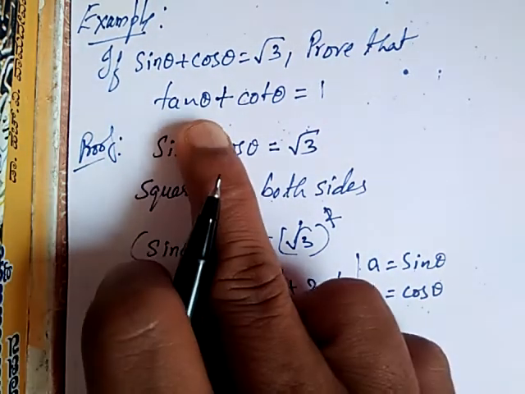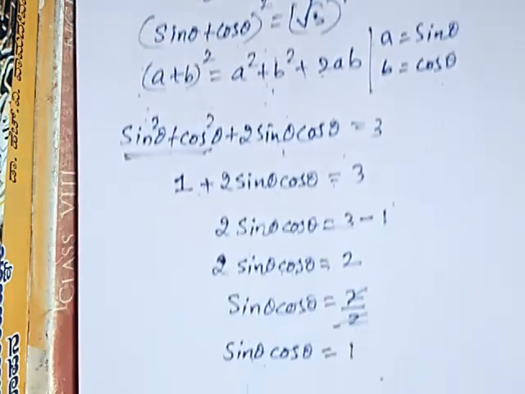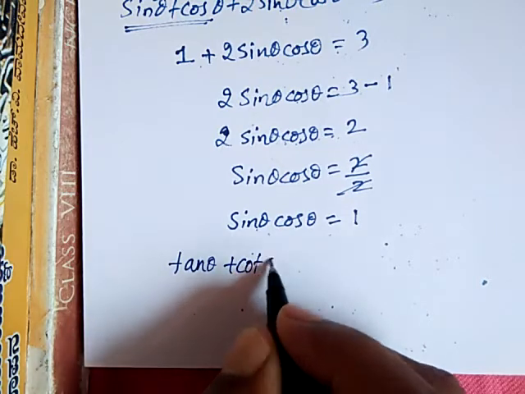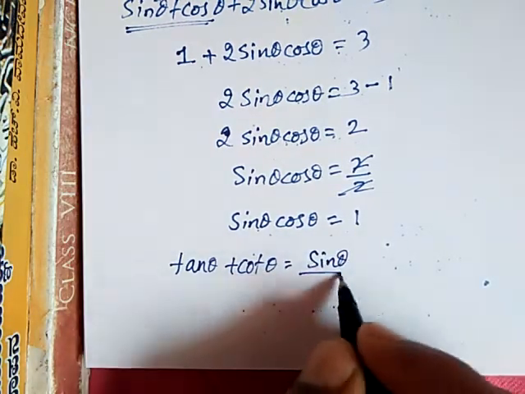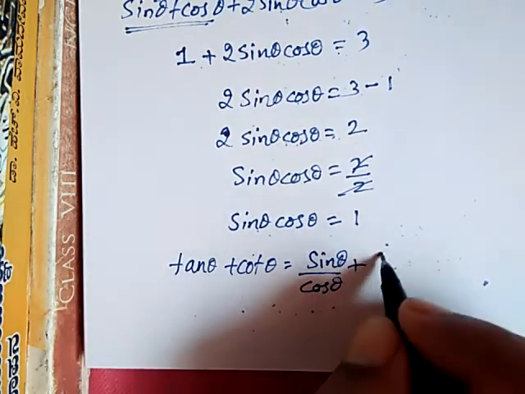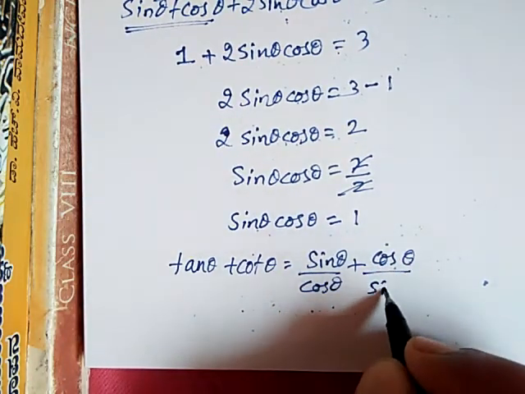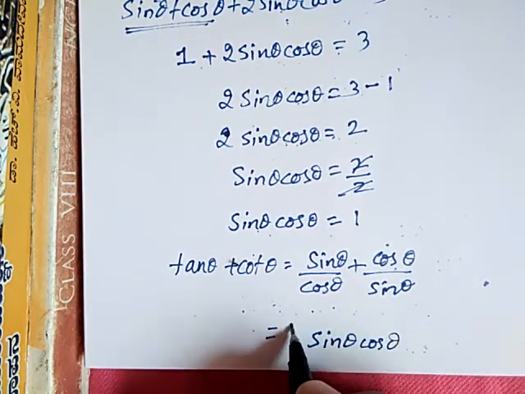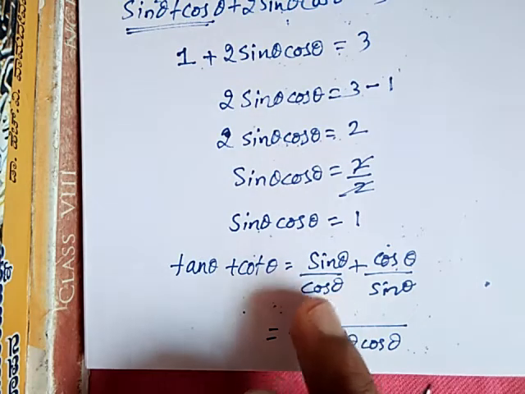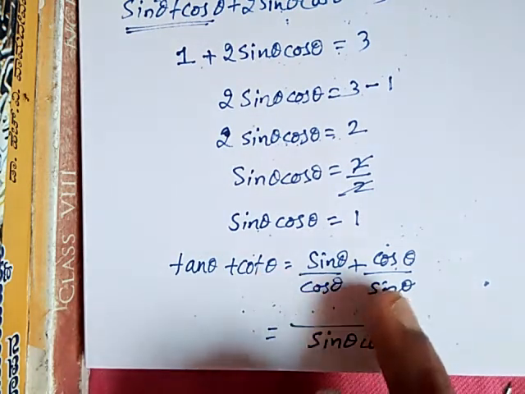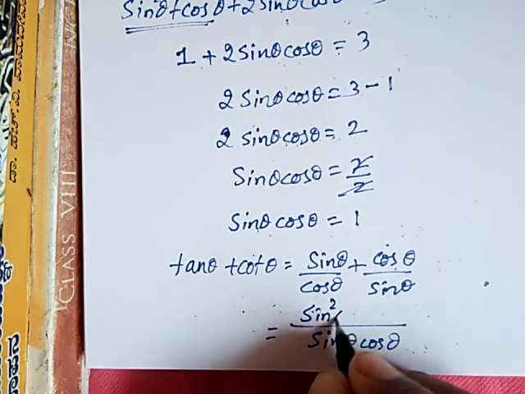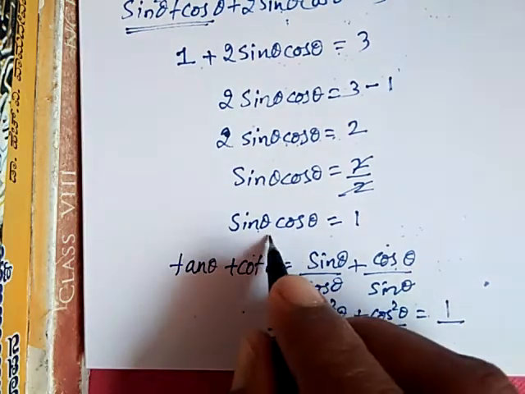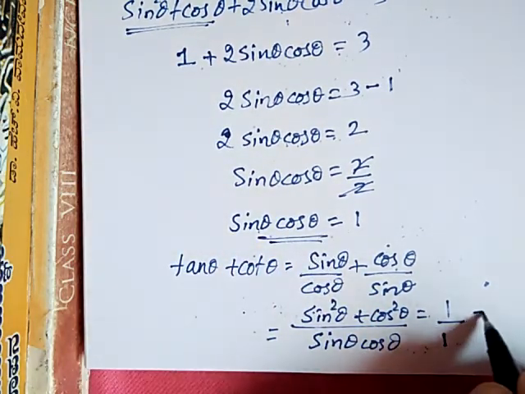Now take tan theta plus cot theta. We need to prove that tan theta plus cot theta is equal to 1. So tan theta plus cot theta is equal to tan theta, which is sin theta by cos theta, plus cot theta, which is cos theta by sin theta. Take the LCM here, sin theta cos theta. In the numerator, multiplying by sin theta gives sin square theta, and plus cos square theta remains. So this will be 1 divided by sin theta cos theta, and we got 1 here. So 1 divided by 1 is equal to 1.